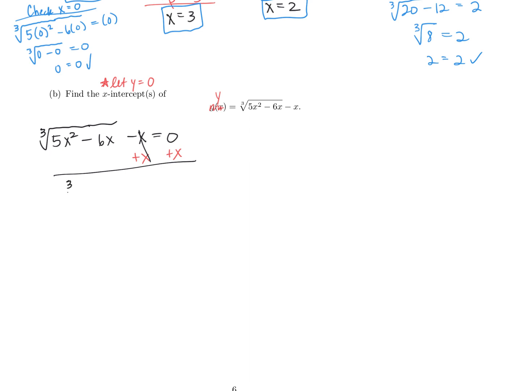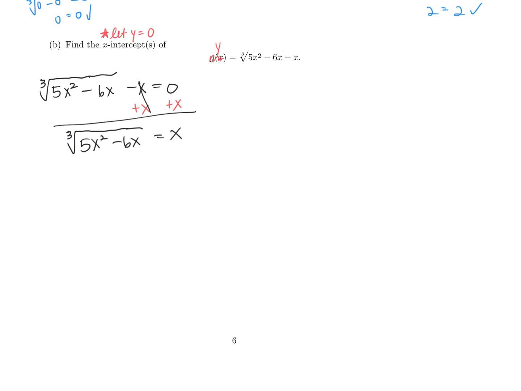So that will give me the cube root of 5x squared minus 6x is equal to x. And so now at this point I would be ready to get rid of the radical. But if you take a moment and look at 1a, you will see that that's actually the exact same equation that we just solved above in 1a. So we already know the answers to that. So the answers are x equals 0, x equals 3, and x equals 2, because that's what we got above.